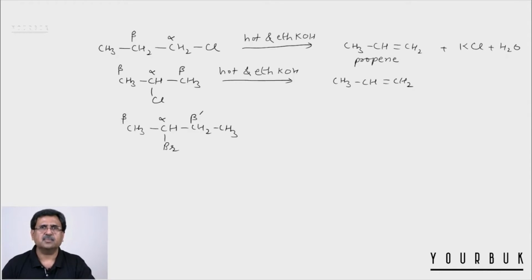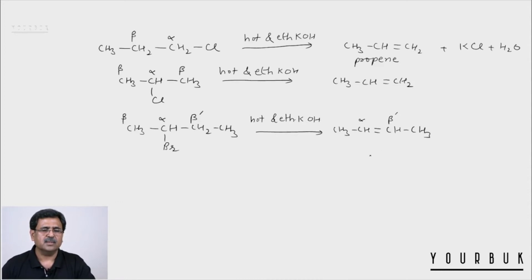When you eliminate H plus ion from the beta carbon, you will get a double bond between alpha and beta carbon. When you eliminate H plus ion from the beta dash, you will get a double bond between alpha and beta dash carbon. So in this case, two alkenes are possible. One alkene is but-2-ene, where you have a double bond between alpha and beta dash present.